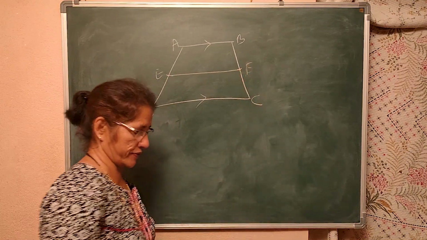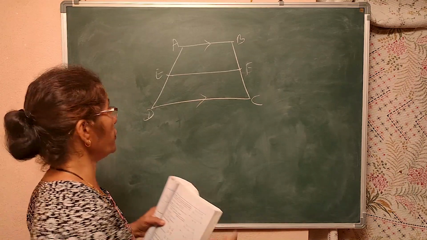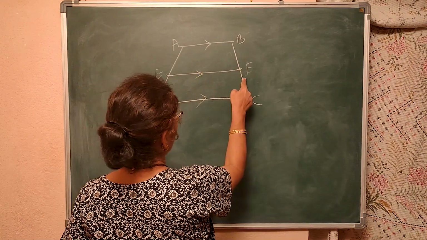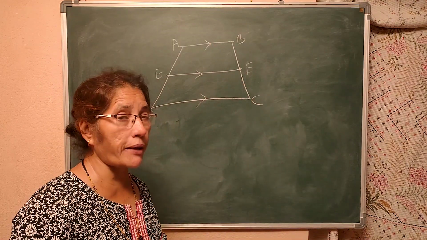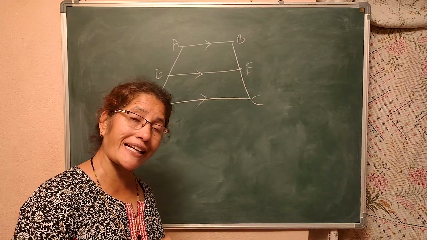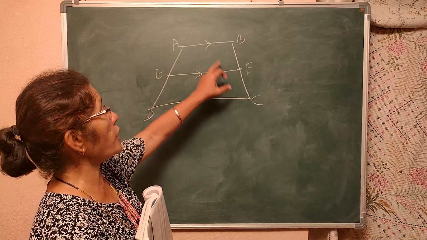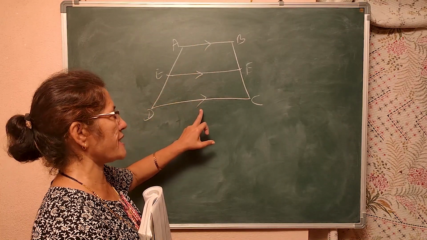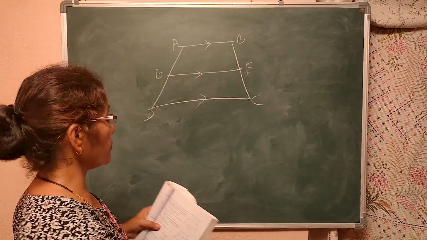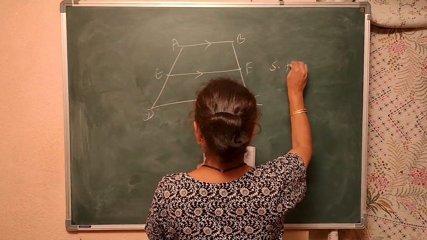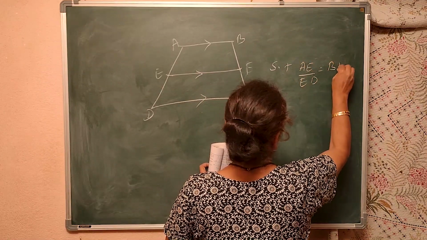What you have to prove? You have to prove that EF is parallel to AB. When EF is parallel to AB, you know AB is parallel to CD. So, when A is equal to B, but B is equal to C, what is that? A also is equal to C. So, transitive law, right? EF is parallel to AB, and AB is parallel to CD, so EF is parallel to CD too. Now, what is to show? Show that AE by ED is equal to BF by FC.